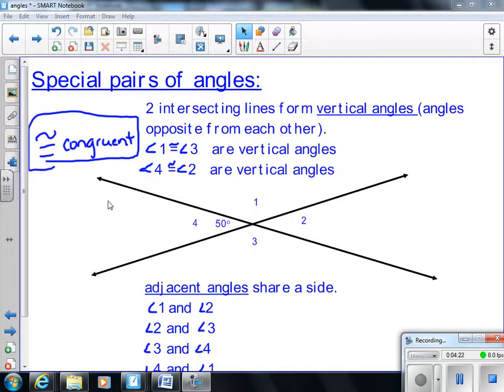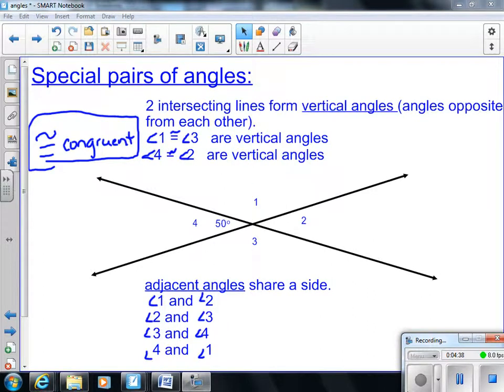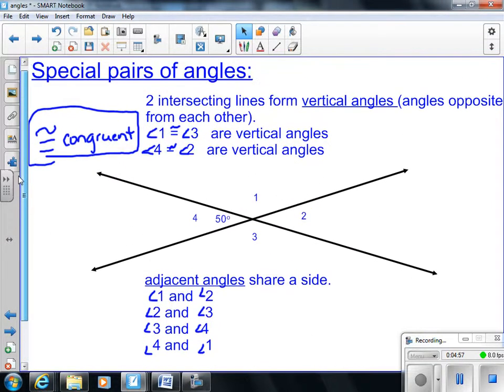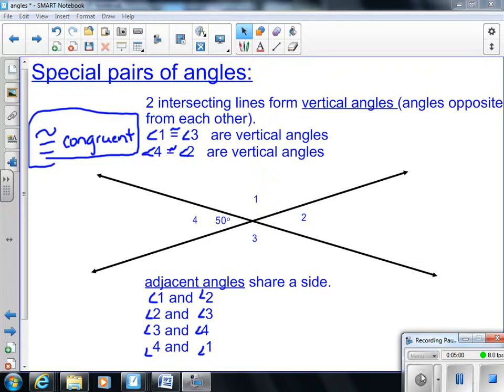Okay, now we're going to look at some special angle pairs. And this symbol means that they are congruent. Let's take a look at some of these special angle pairs. But before we do so, let's make sure you know what the congruency symbol means. It's an equal sign with a little squiggly on top. That means congruent, or the same measure. And I have that down here at the bottom. Congruent segments, congruent angles, they all have equal measures. They're the same.